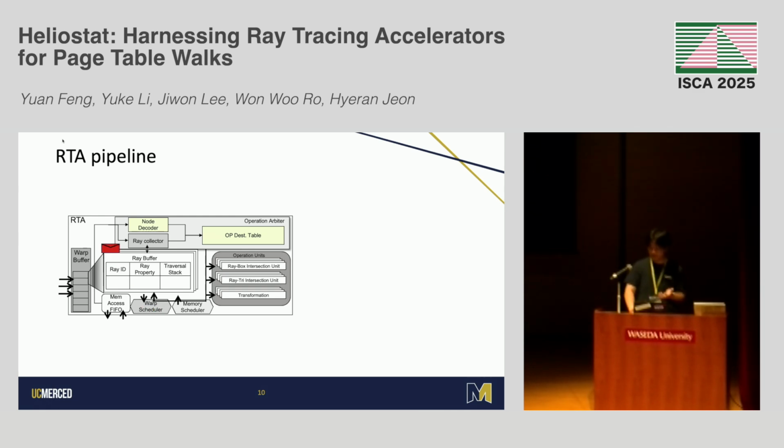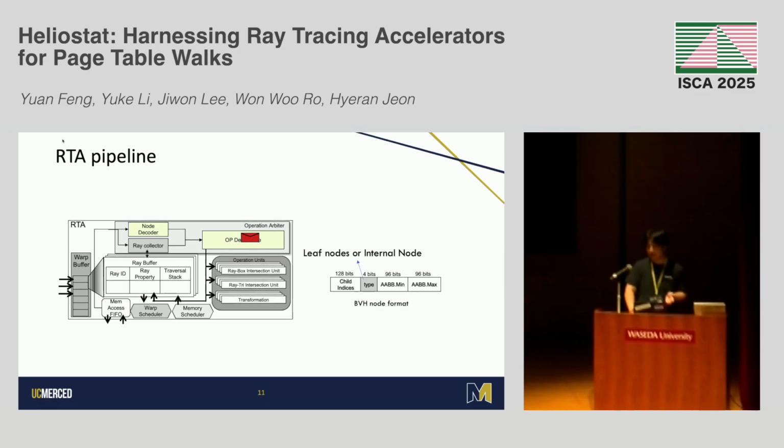Then the ray will be decoded, and the node decoder then reaches the OP destination table, where the node type is actually dedicated to the BVH building algorithm that is dependent on vendors. And for non-root nodes, the ray-box intersect task will be performed, and after the test, the traversal stack will be updated, and the traversal memory transaction will also be scheduled.